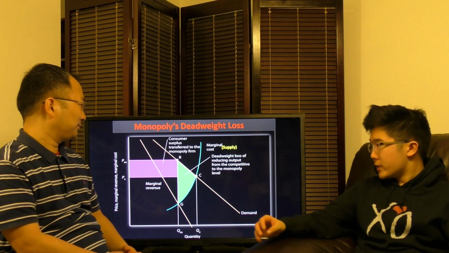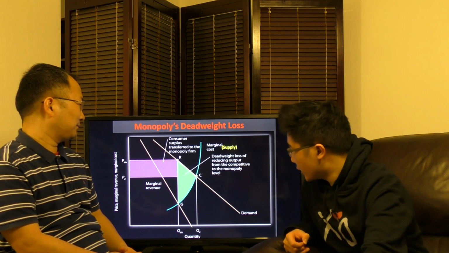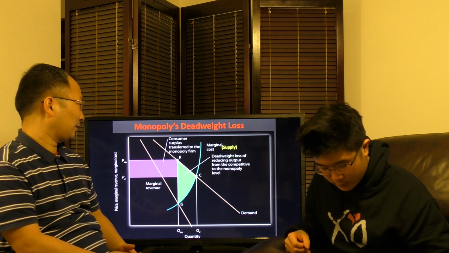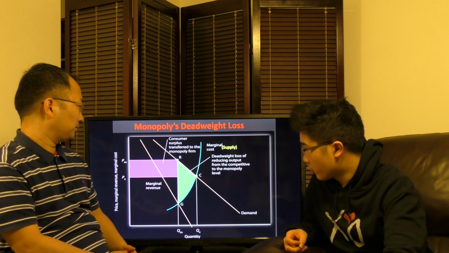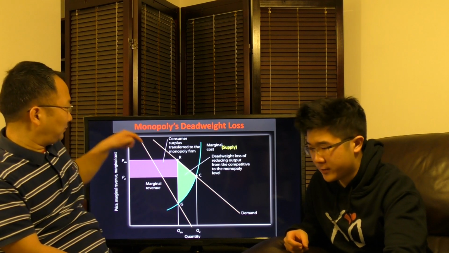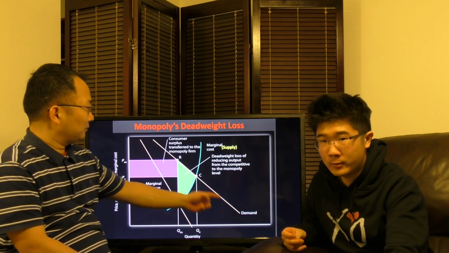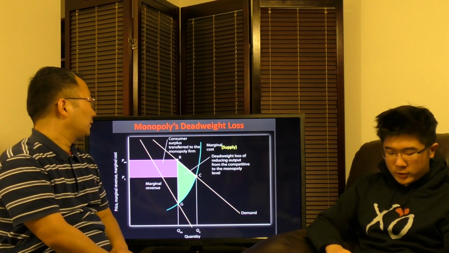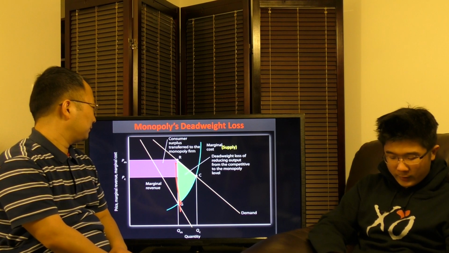We see here marginal revenue, because in a monopoly we produce where marginal revenue equals marginal cost. However, marginal revenue is not equal to demand in a monopolist firm. And so as a result, this is our production point for a monopoly firm.